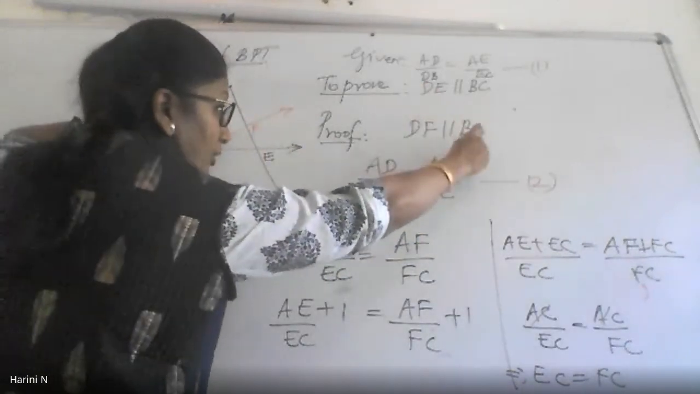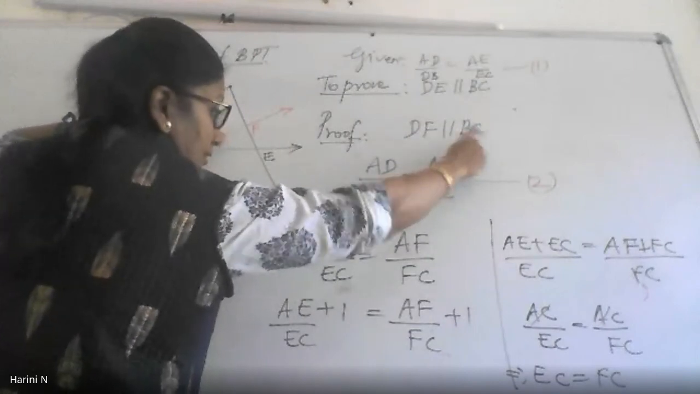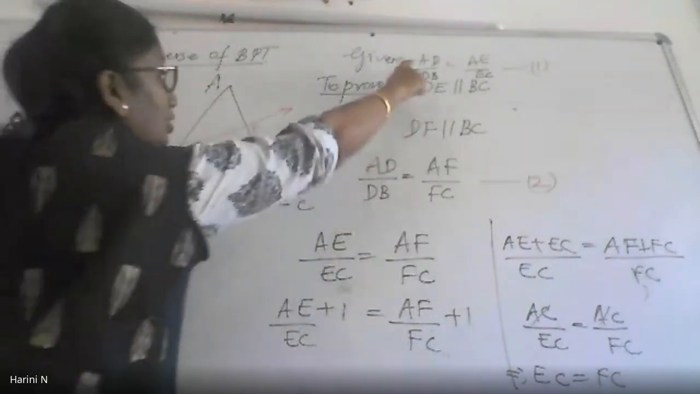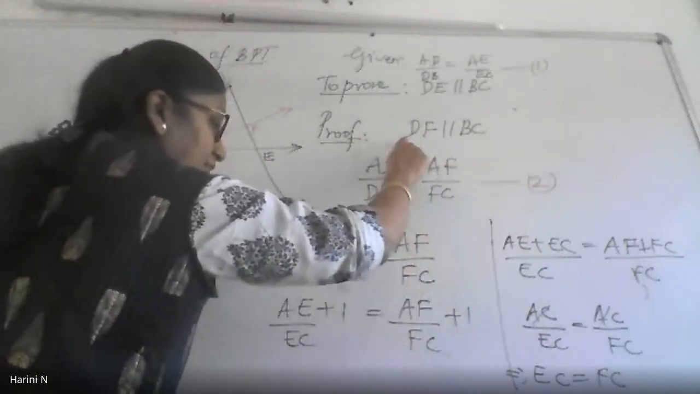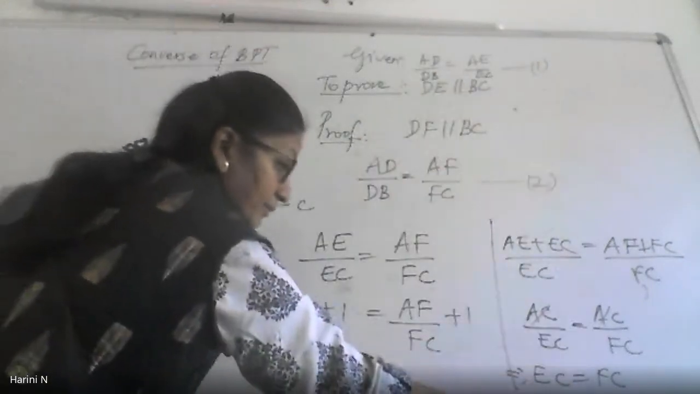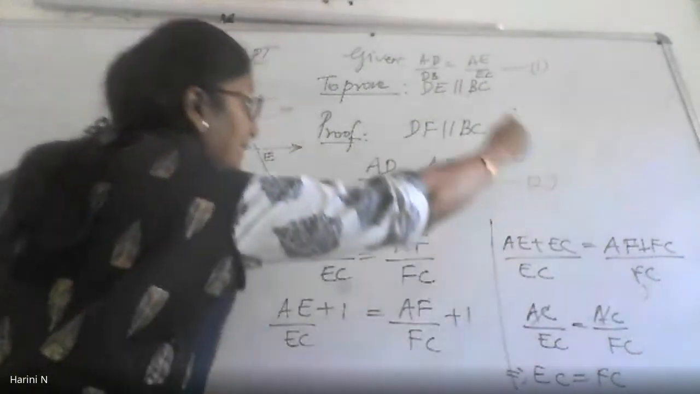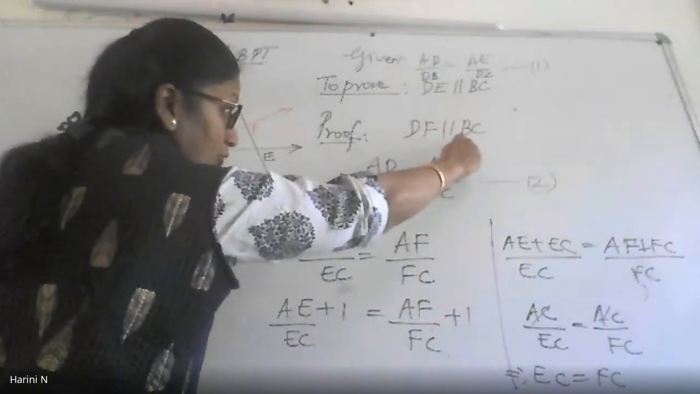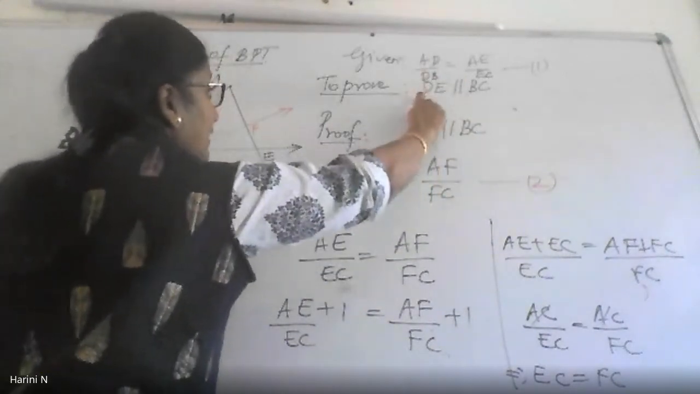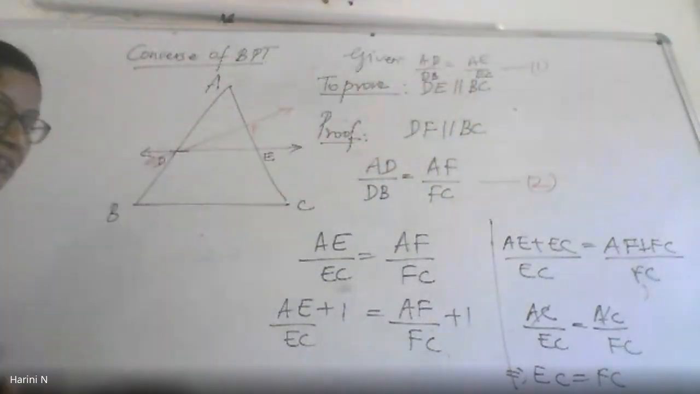DF cannot be parallel to BC. Only DE can be parallel to BC. DF cannot be parallel to BC. So you started with a contradiction, you ended up with a wrong result. So go back and tell that your assumption was wrong. That is, DF cannot be parallel to BC, only DE can be parallel to BC, and hence the proof.